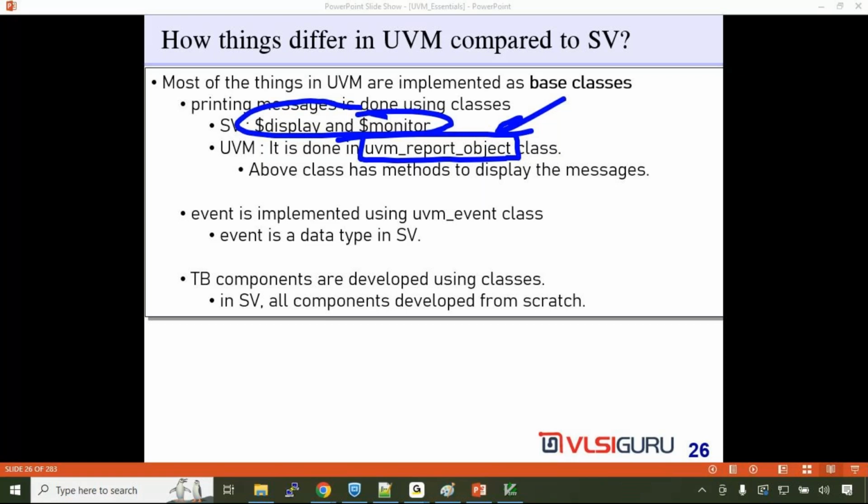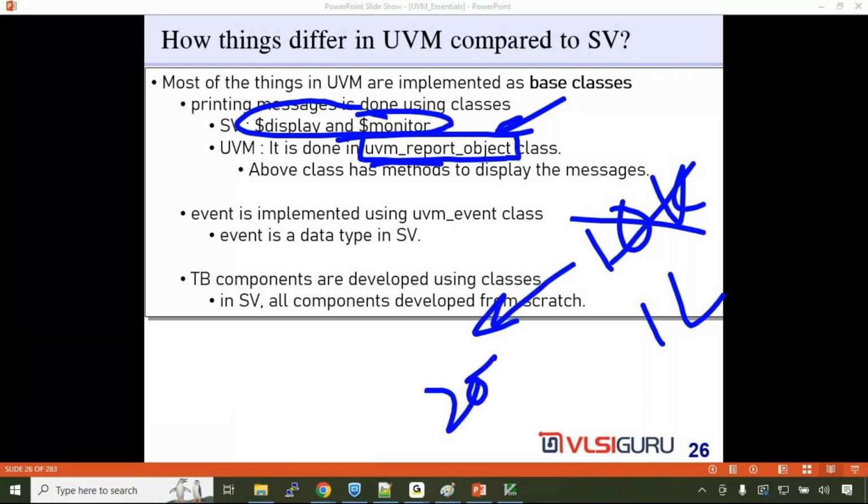But when you go to complex projects, sometimes the log file could have 10,000 lines, 1 lakh lines. A lot of messages will be there. Going through 10,000 lines is very difficult. By using this report object, you can filter it and instead of printing 10,000 messages, only print the 200 messages which are important for you. Others you don't print. So this becomes easy to debug. This control is difficult to get in SV. That's it.